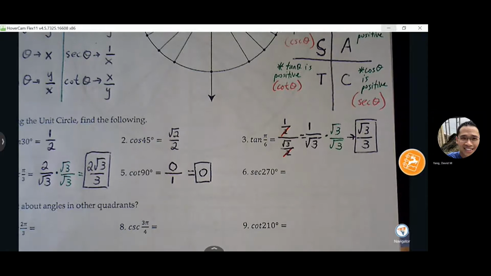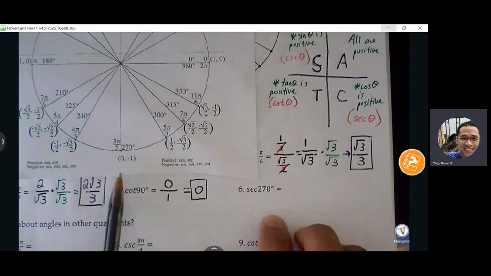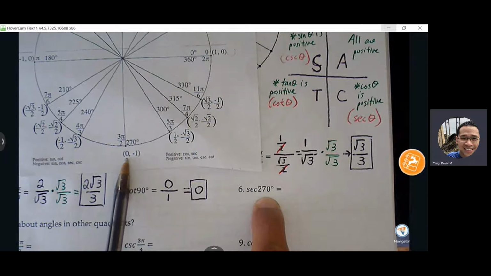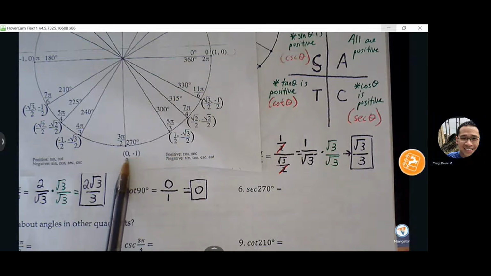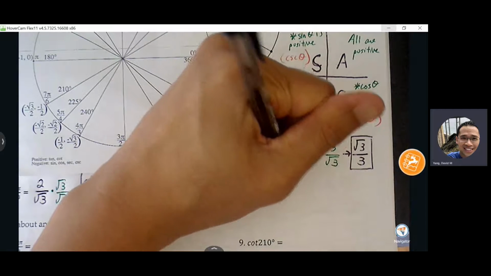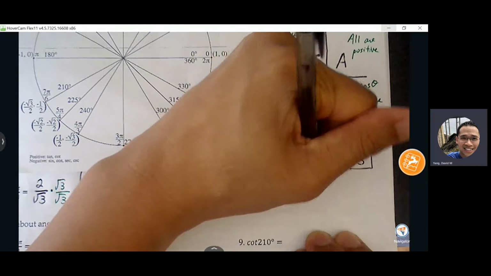Okay. Secant of 270. Secant is related to the x value. What do we do with the x value? Good, we flip it, right? So think of 0 as 0 over 1, right? And if I flip it, it becomes 1 over 0. And how do you interpret 1 over 0? Undefined. That's undefined.